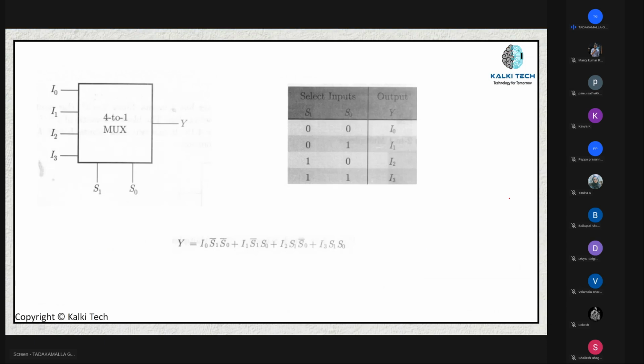So 4 to 1 mux is also the same, depending upon the select line. If S1 S naught is equal to 0 0, your output will be equal to I naught. 0 1, your output will be equal to I1. 1 0, your output will be equal to I2, and 1 1, your output will be equal to I3. Y is equal to S1 bar S naught bar into I naught, S1 bar S naught into I1, S1 S naught bar into I2, and S1 S naught into I3. This is your Boolean expression.